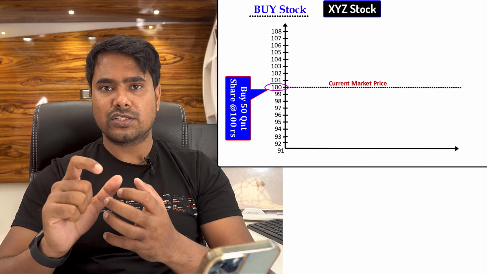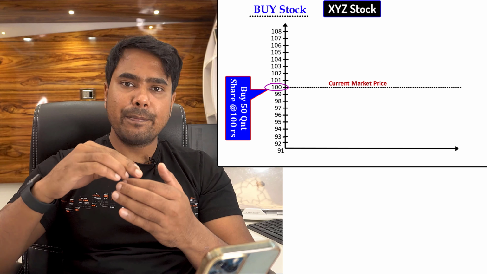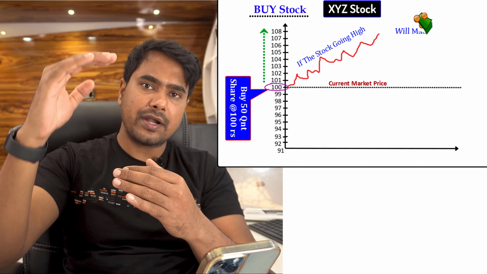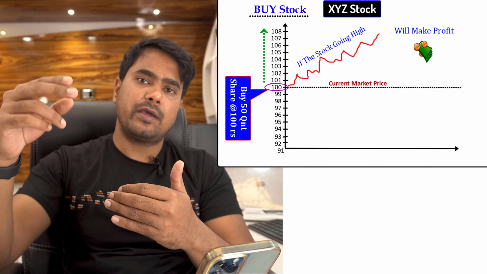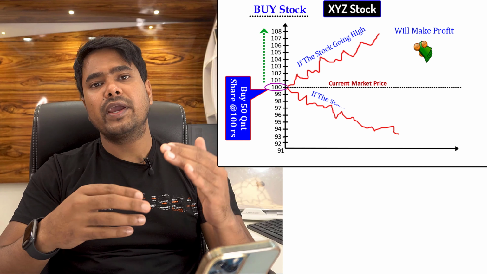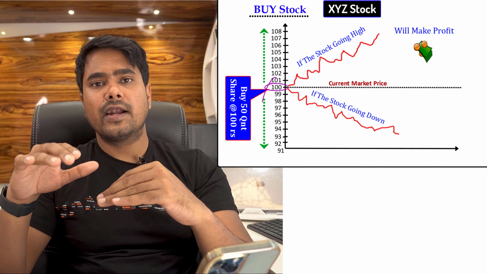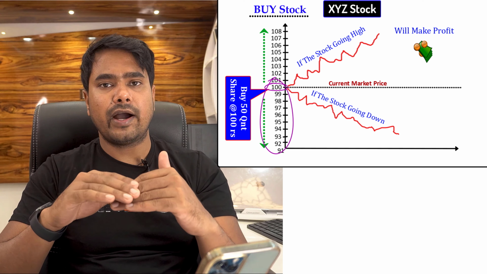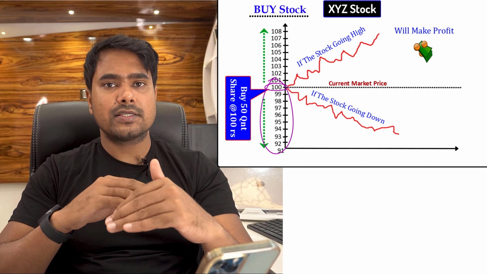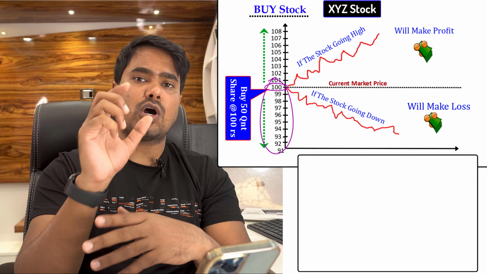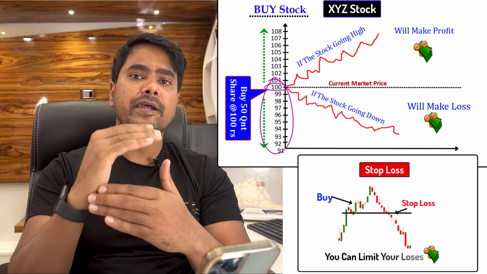And you bought the stock at 100 rupees, and if the stock is going high, like 101, 102, 103, then definitely you will be making profit. But if the stock is going down, you bought at 100, and it goes down to 99, 98, 95, 90, 88 like this, then definitely you will be making losses. But by placing a stop loss order, you can limit your losses.